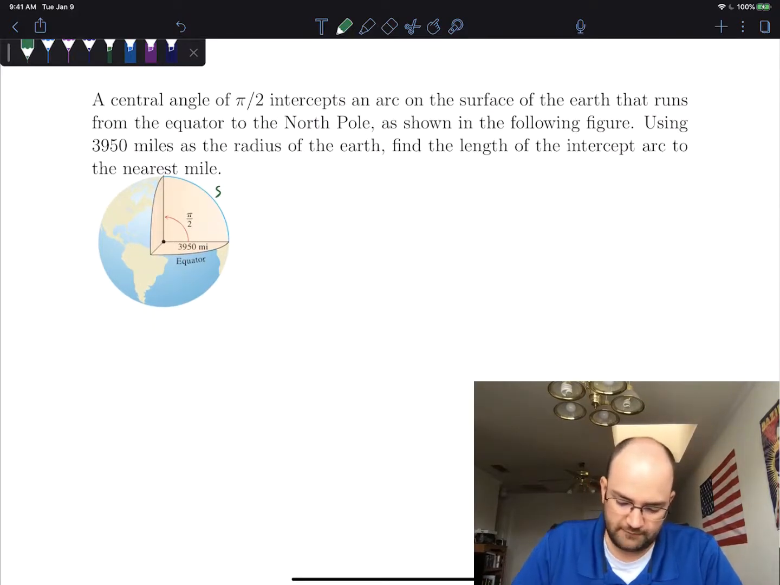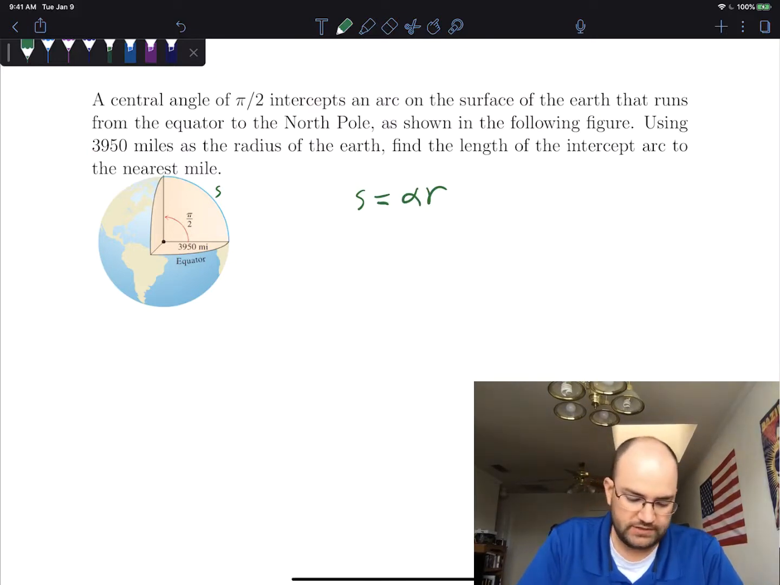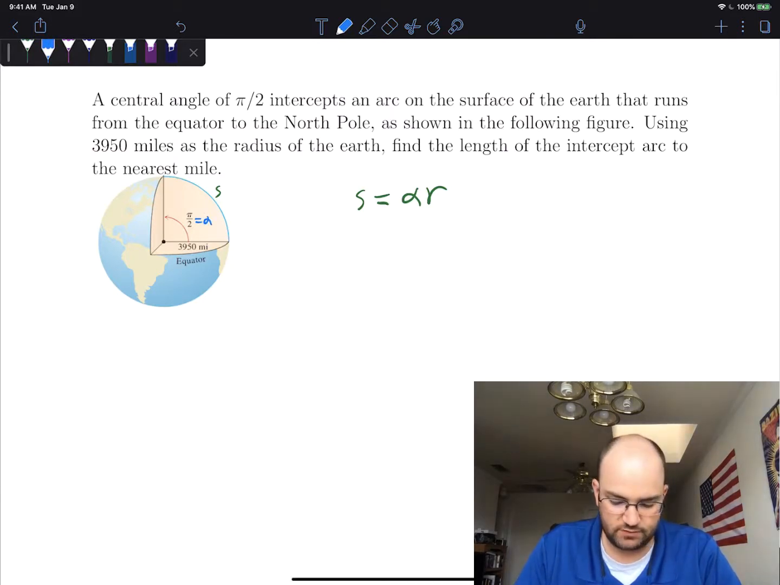So the formula, if we're working in radians, is S equals alpha R. Notice that alpha is pi over 2.